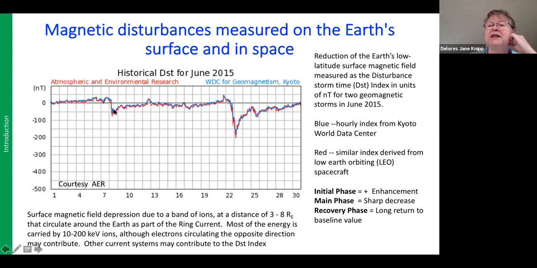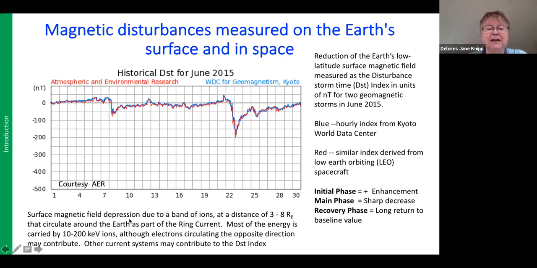You see two colors here. We have actually gotten pretty good at making a similar measurement in space. A company called Atmospheric and Environmental Research is contracted to the US Air Force to show that they can make essentially the same measurements from space that can be measured from the ground worldwide. And there are some advantages to being able to look from above and below.